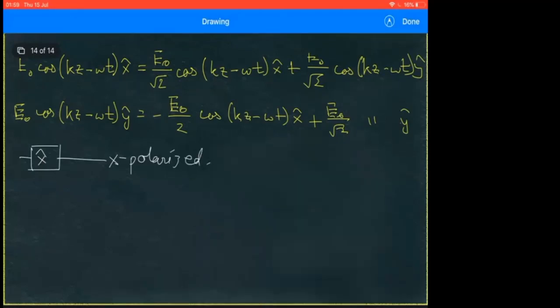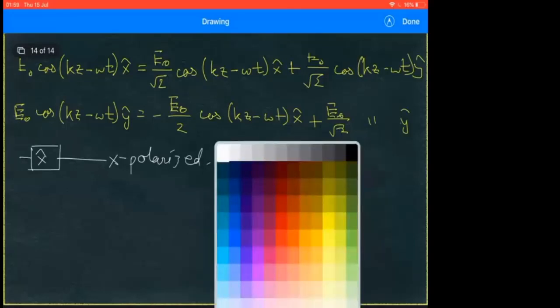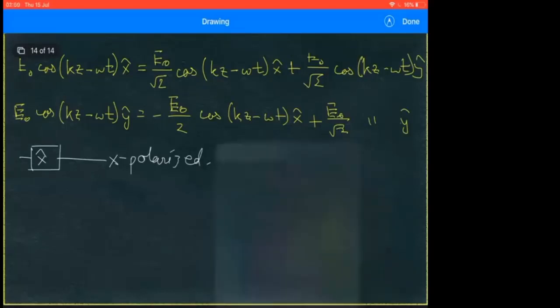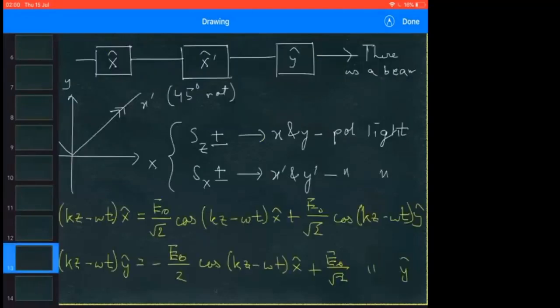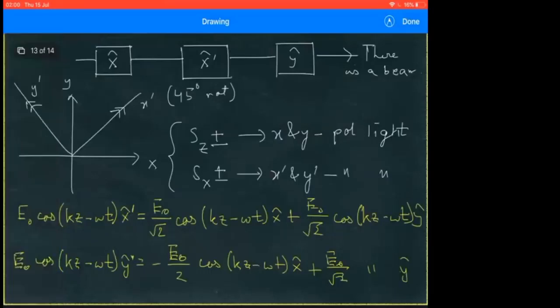X prime and Y prime. So this is going to be X prime and Y prime, even in the earlier slide also. This is going to be X prime and Y prime. These transformations are actually very trivial to find out. You can simply observe that this angle is 45 degrees and cos 45 is 1 by root 2, and that's how you get these factors of 1 by root 2 that are present here. It's just a rotation transformation. That's it.